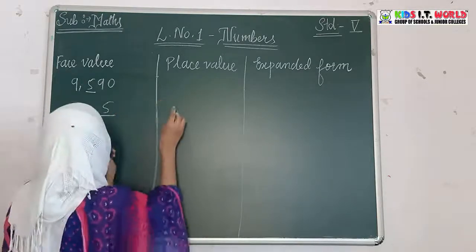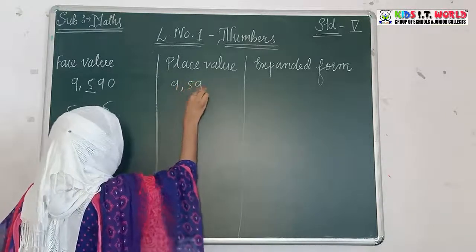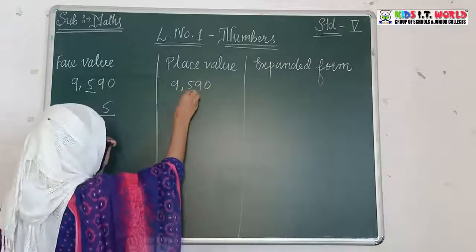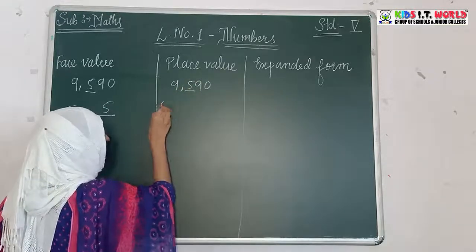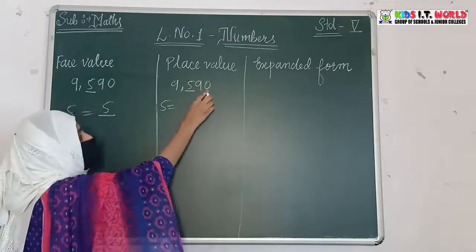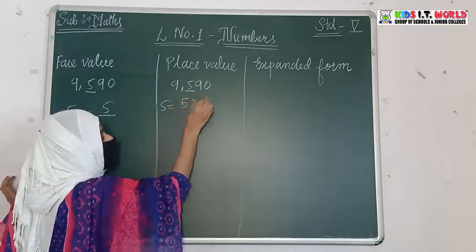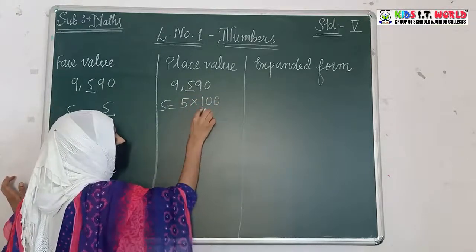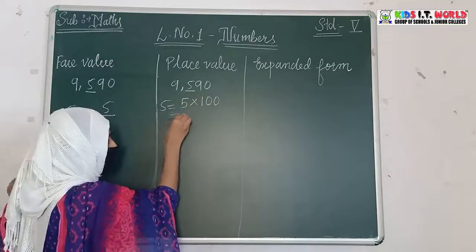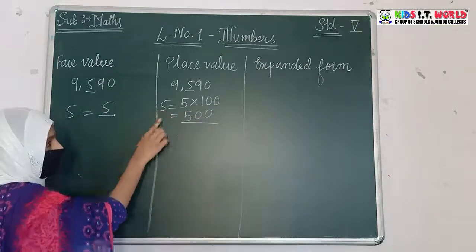When you are writing the place value, again we will take the same example, 9,590. And if you want to find the place value of the 5, just count out the number from the place value ones, tens and hundreds. Means 5 is on the place of 100. So multiply it by the place value 100. So you will get 500. So 500 is the place value of 5.